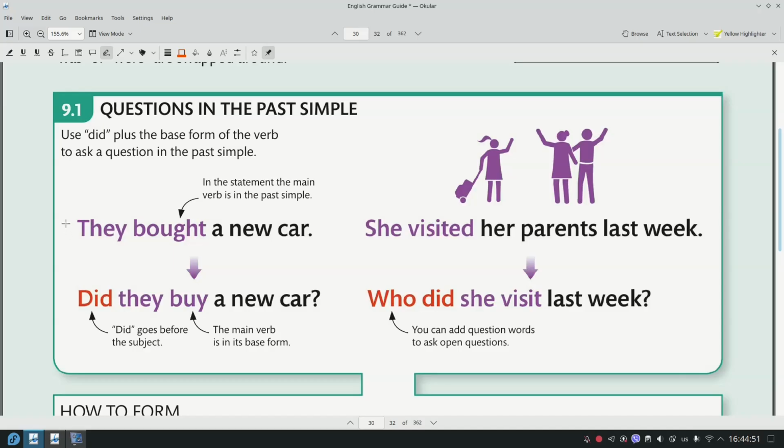The first sentence is a positive sentence. And in the statement, we use subject, then goes the main verb in the second form, past simple. But if you want to make a question in English about the past, you need an auxiliary verb, did. Auxiliary verb. Then goes the subject. Then you need the main verb of the sentence, which takes the base form.